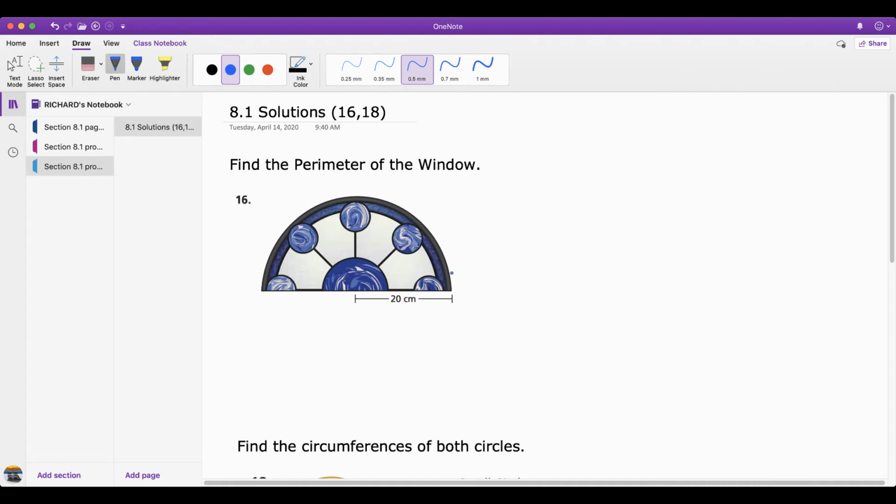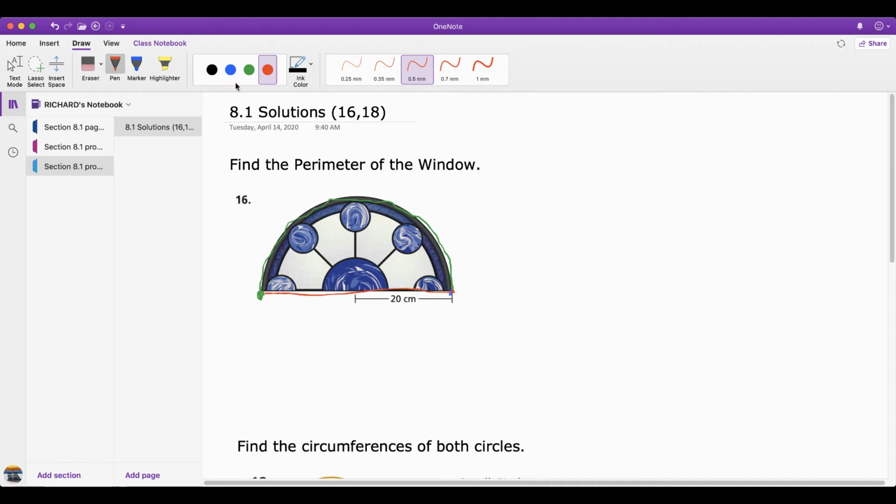So this is a piece of glass window. I want to find the perimeter. So again, remember the perimeter, I start here at this point, and I'm going to travel around the edge of this piece of glass, get to this point, and then I need to go from here all the way back on the glass to where I started.